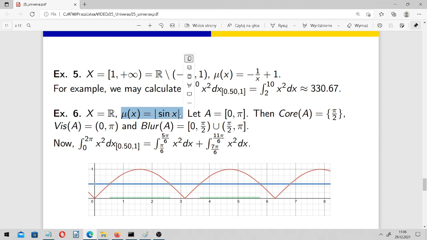This is something similar. Now our visibility or membership function is absolute value of sinus of x. And consider this subset from 0 to pi, and then you see that core of A is pi over 2, that this set of visible elements is from 0 to pi, but open on the left and on the right, and blur of A is like this. And then you may study this picture below and this calculation here. Why is that so? That integral of x squared dx from 0 to 2 pi, but with the assumption that we're interested only in these points which satisfy mu of x from 0.5 to 1, why is this equal to this sum of two integrals? And I think that this picture may be helpful.